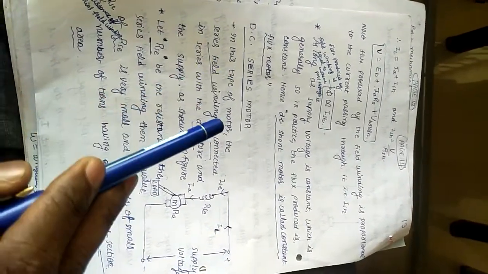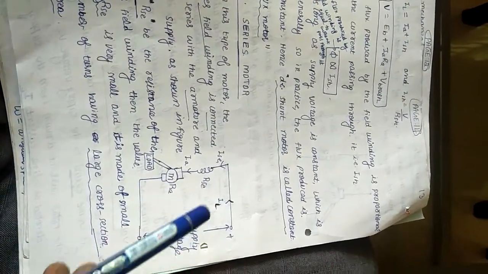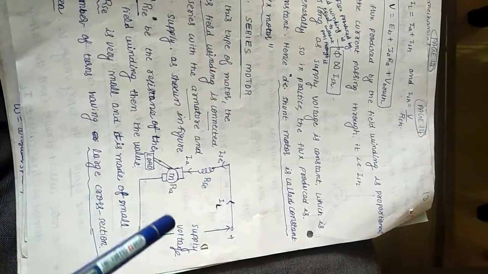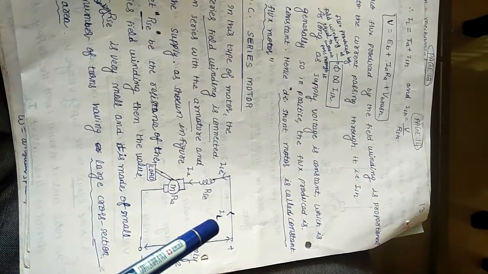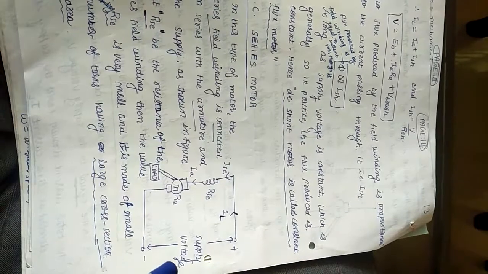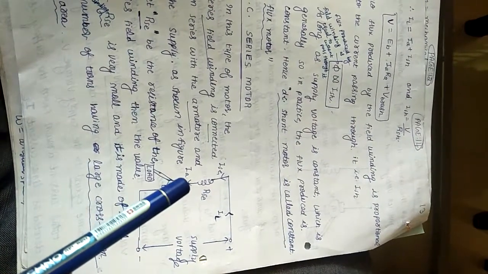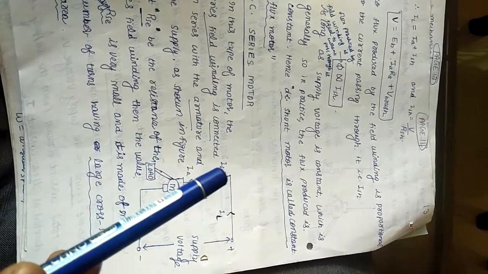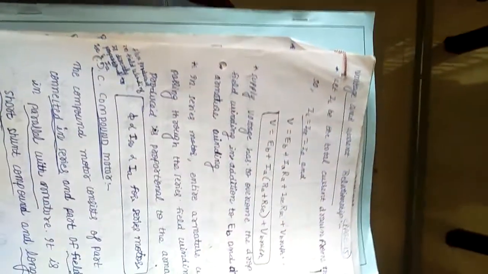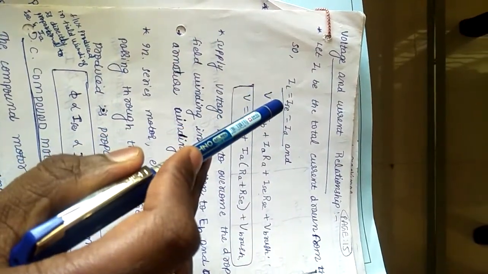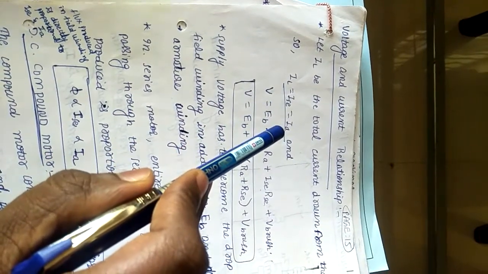Next we will come to the DC series motor. In the case of DC series motor, the supply voltage along with the field winding and the armature, all three are connected in series. IL is the load current flowing due to the supply voltage V. Armature current IA, the field winding current ISC, and IL are all equal because all these three are connected in series. Therefore the load current is equal to ISC equal to armature current IA.